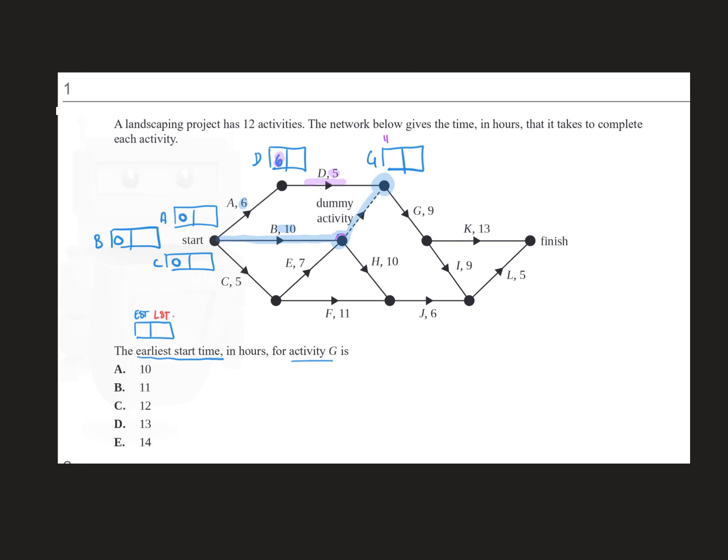But if you also have to wait for B to occur, B takes 10. Now, when you're going forward, which is the blue, the earliest, we take the biggest number. So because 11's the largest, that's why we've got 11 there. So the earliest starting time for G is 11 hours, because this was in hours. Okay, so you have to check on which way. When we came from B, B took 10, but we have to wait until D's finished, which is going to take us in total 11. So that's why we've got 11.